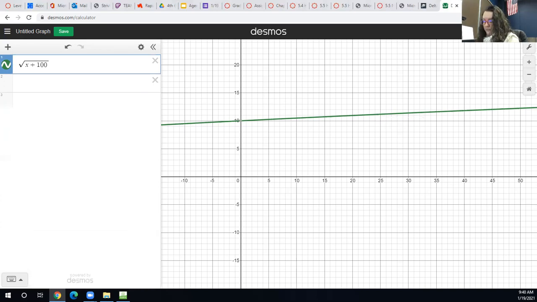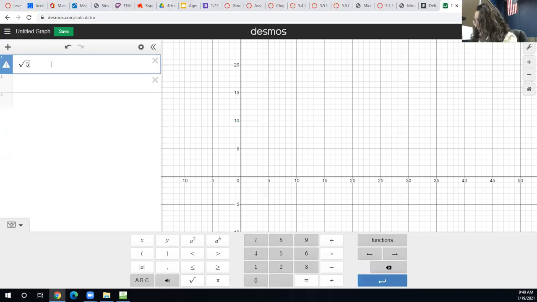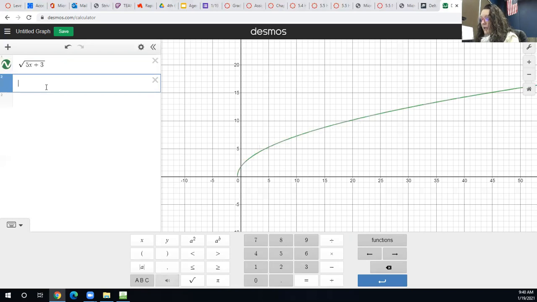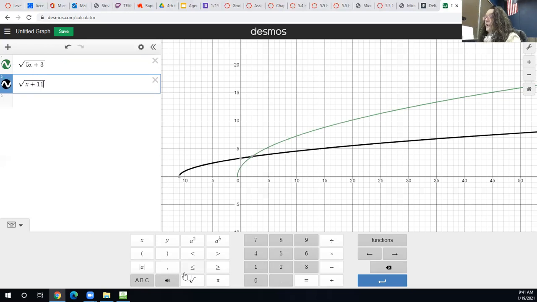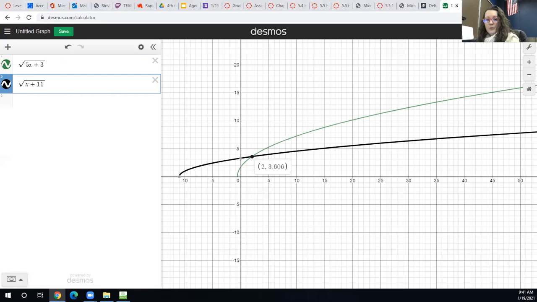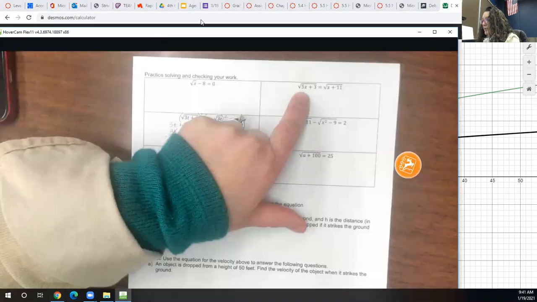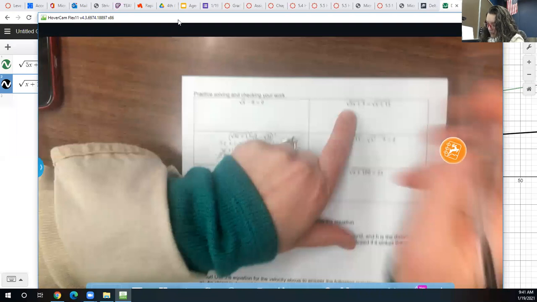Okay, so let's look at this one here. It was the second one on your notes. Let's see this, 5x plus 3 and the square root of x plus 11. So we're looking at where they intersect. It's the x value where they intersect, and so that should be 2. So let's pull this back over here. This is the one that I'm looking at. I want to see if my answer is 2 here. That's kind of cool. Let's see if that works.